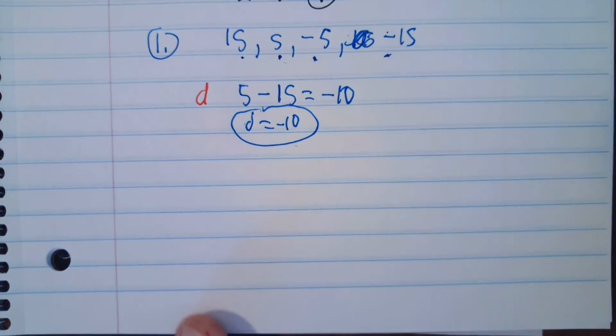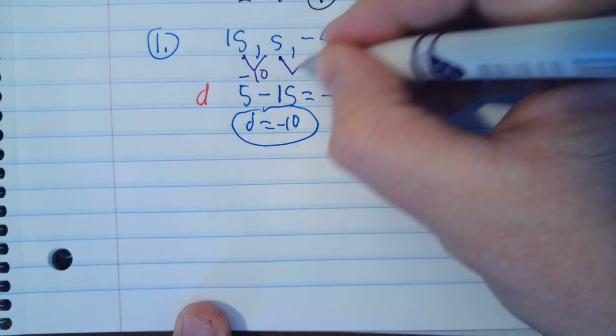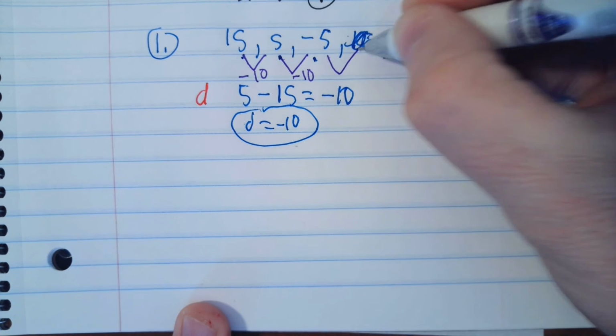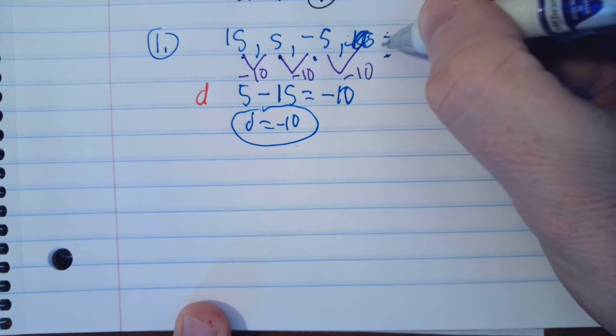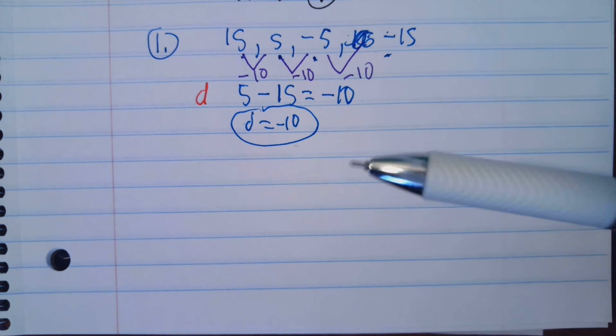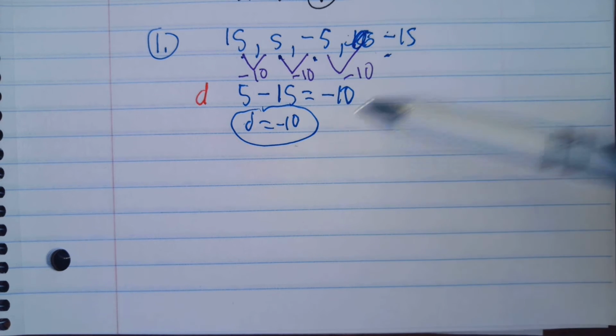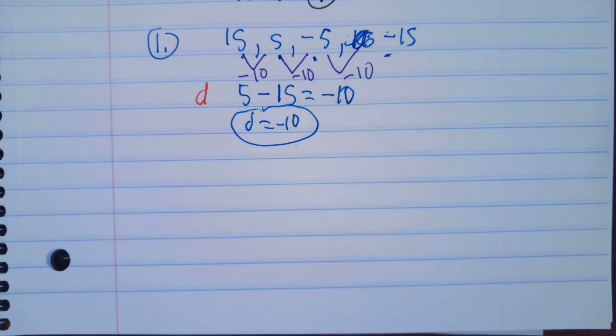So basically, 15 minus 10 is 5, minus 10, minus 10. Okay, that's the pattern. The pattern is either an addition or subtraction. Technically, it is either adding a negative or positive number. So we have a common difference. It is arithmetic because we have a common difference for every single one.